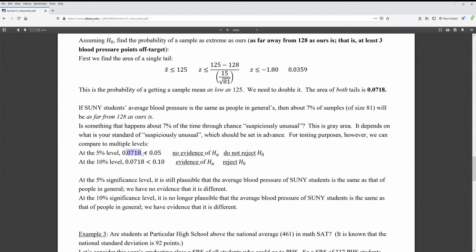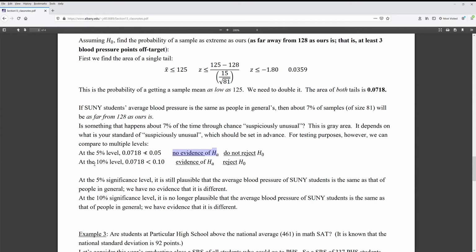Well, 0.718 is not less than 5%. So we have no evidence of HA. We do not reject H0. It's just not in suspiciously weird territory. H0 is not suspect. It's still plausible. HA, which only comes into it by the process of elimination, doesn't come into it.